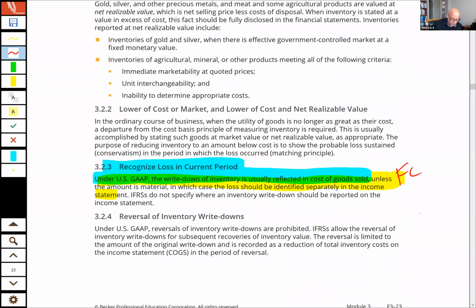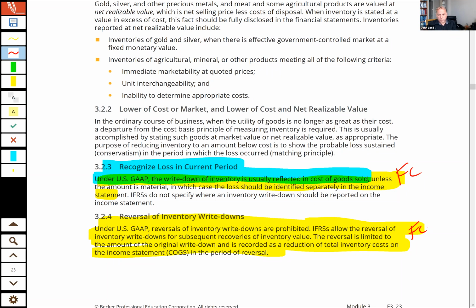And then reversals. US GAAP does not allow us to reverse a write down. Once it's down, it stays down. Whereas IFRS does allow you to reverse that write down, but you are capped at the original amount. So you can't write it up above its original cost, but you can write back up losses in the valuation of the inventory if you had to write it down to a lower market value, and then you can come up to a higher market value in a later period. That's fine, but you're capped at the original cost. So you can reverse write downs under IFRS. US GAAP, you cannot.